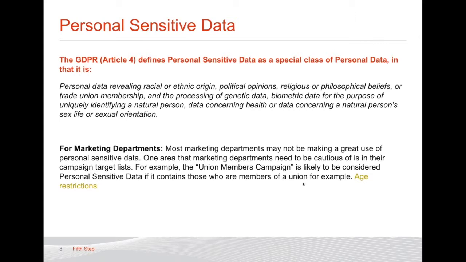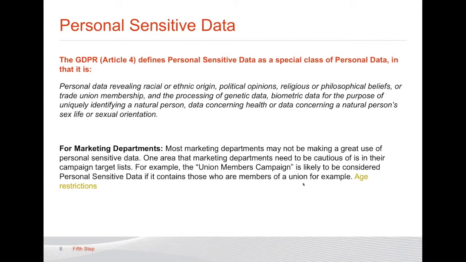Personal sensitive data. Here we're talking about information that identifies more sensitive information about an individual, about the data subject. Now, I classify these things as things that people have been persecuted for, or are particularly personal to a person. So their genetic information, biometric data, their sex life or sexual orientation, their race, ethnic origins, religious or philosophical beliefs, all those kind of things.